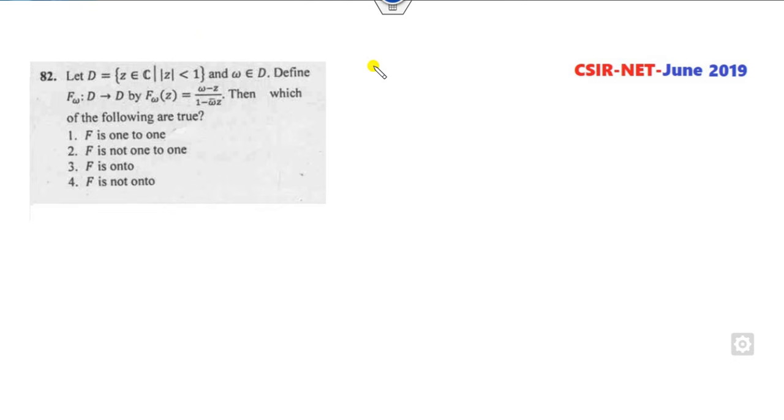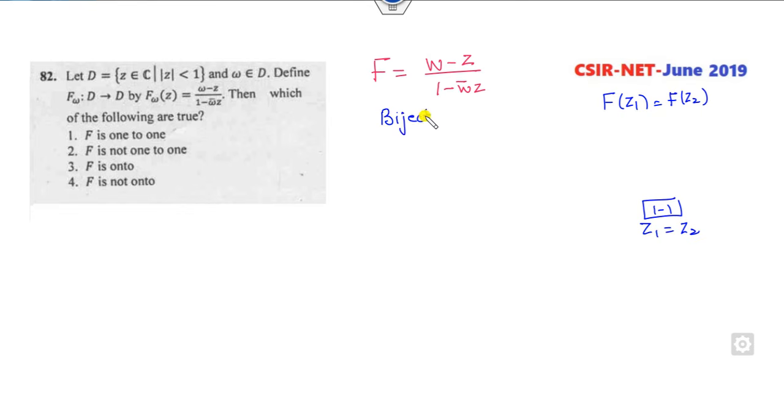Okay, look at this function which is given to you as 1 minus omega z here. Which of the following is one-one, onto? How do you prove the one-one? That's very simple. You can start from here and then prove that this is my one-one property. Similarly for here. But firstly we will check whether it's bijective or not. If it is bijective, then it is one-one and onto.